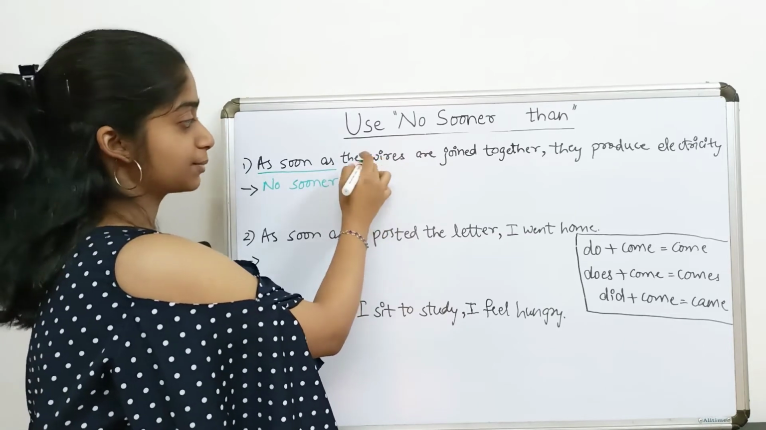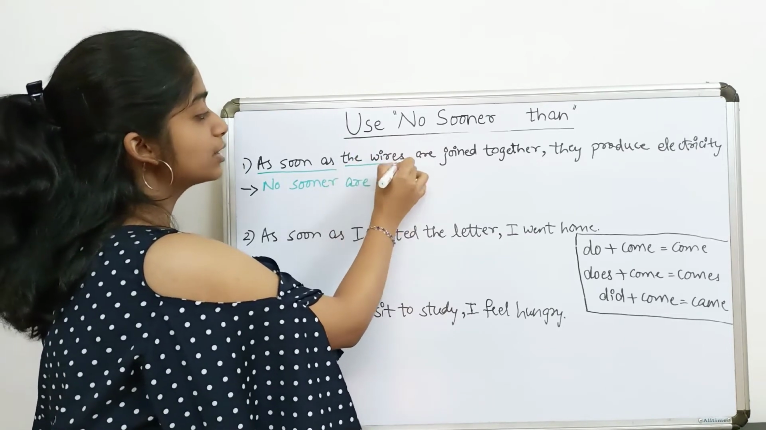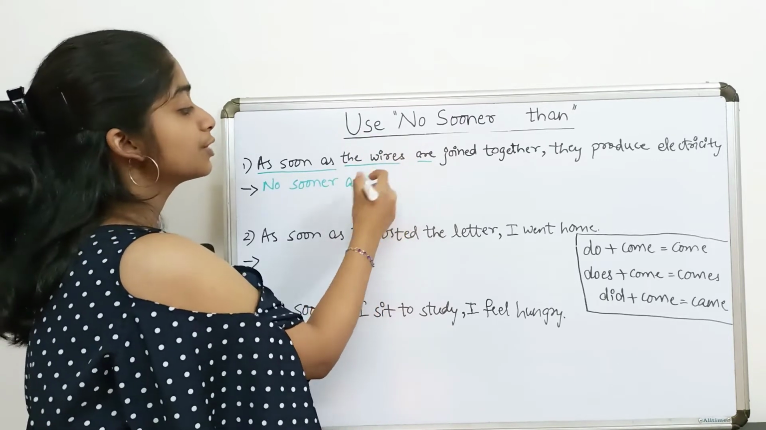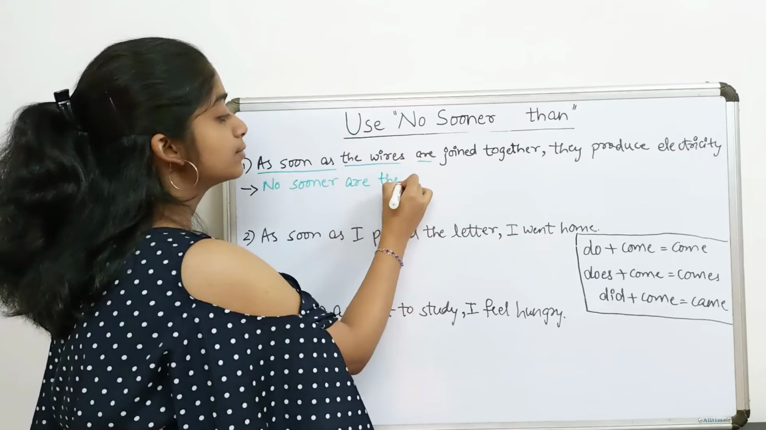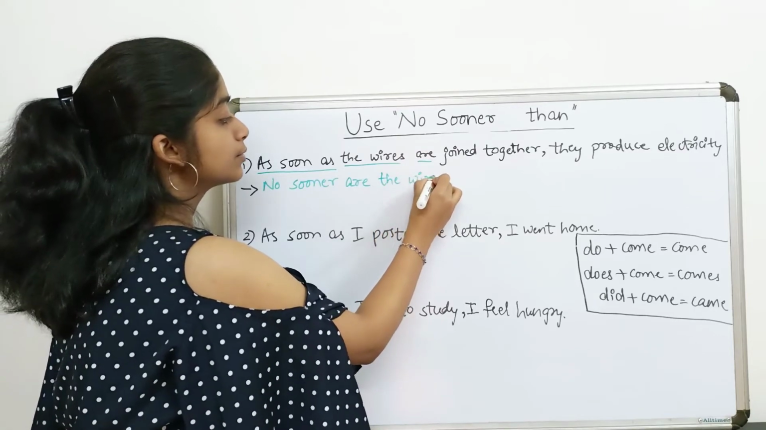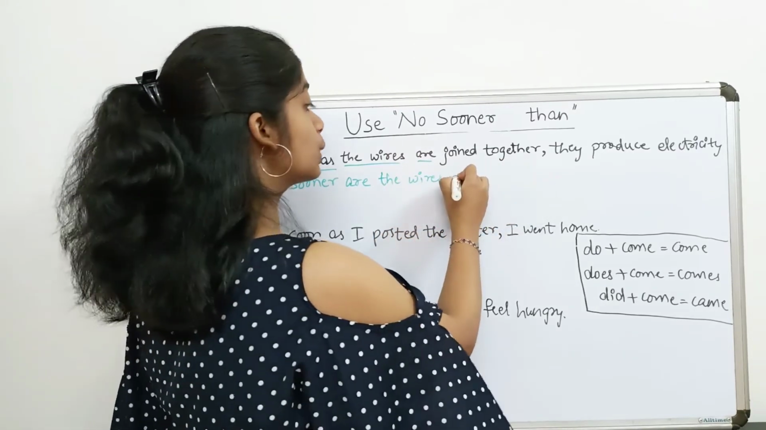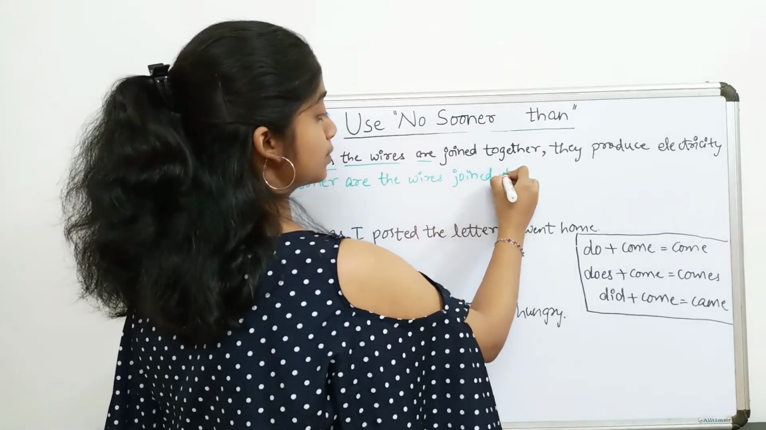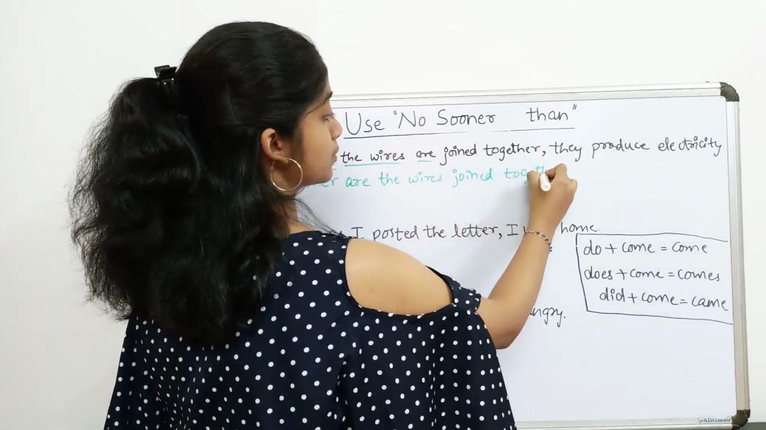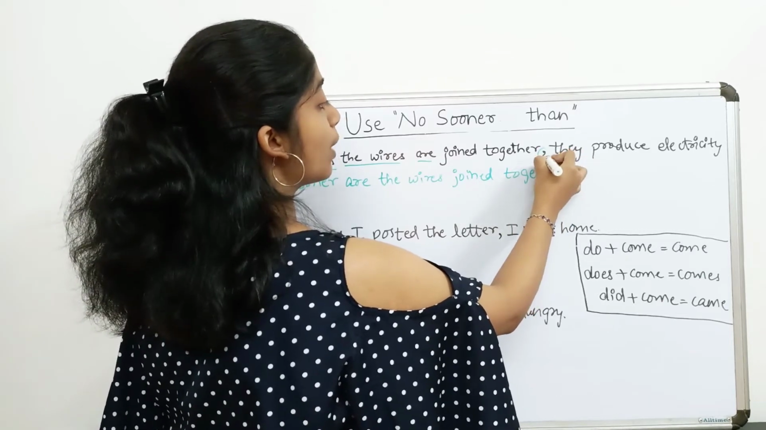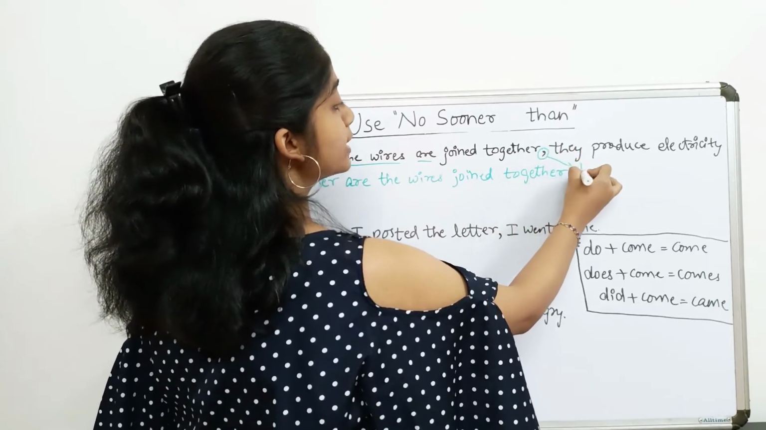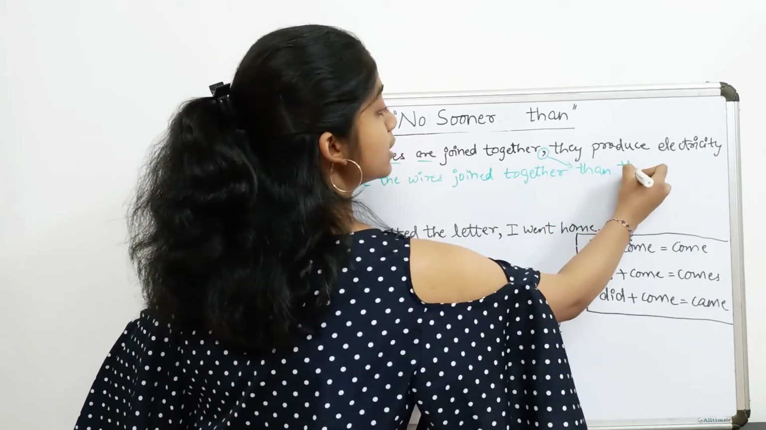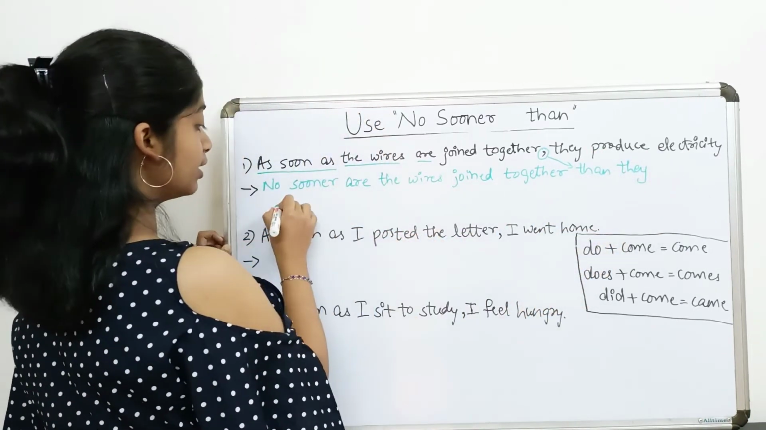then the subject, the wires. So the wires and are, these two will be interchanged. Are the wires. Joined together will be same. And instead of this comma, we will write the word than. They produce electricity. This will also remain the same.